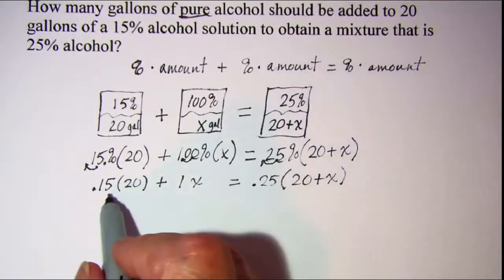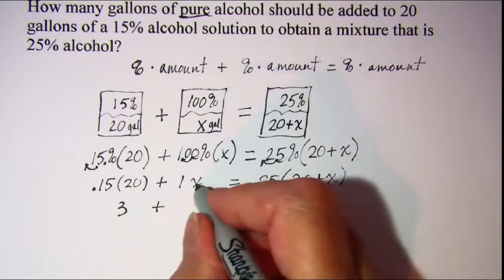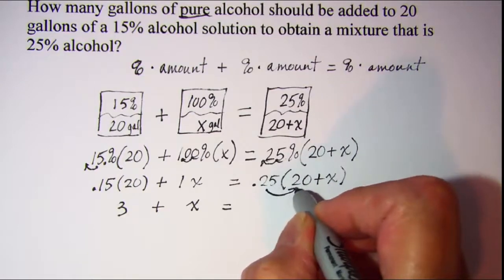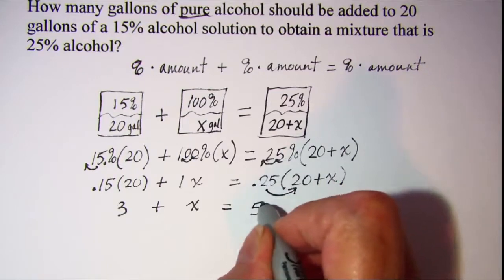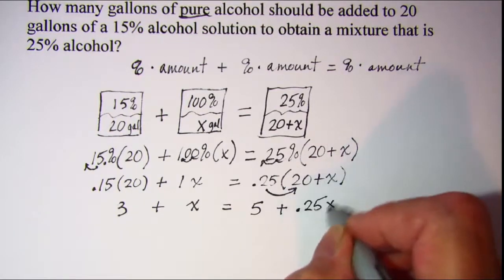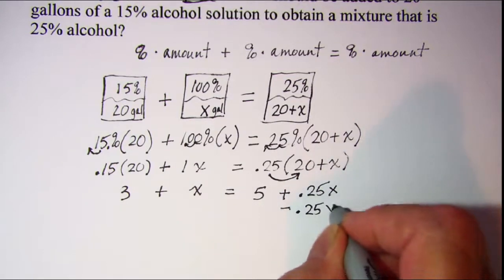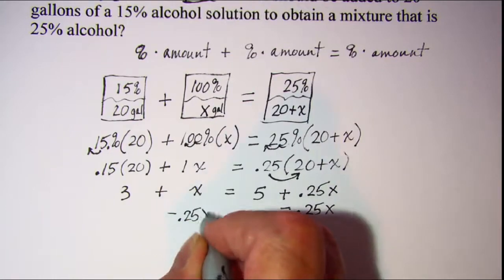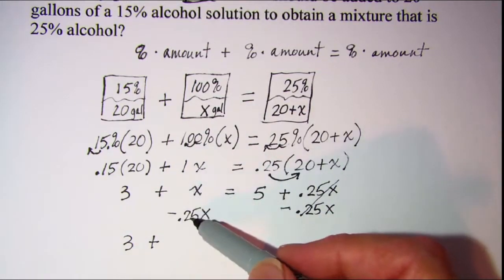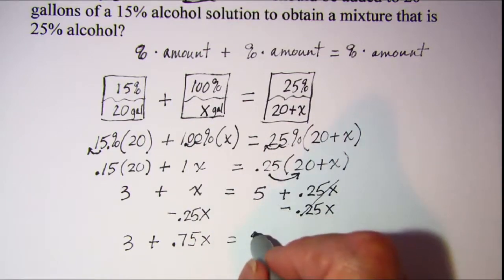All right, let's do our multiplication here. 0.15 times 20 is 3. 1 times x is just x. And when I distribute, 0.25 times 20 is 5, and 0.25 times x, I'll write 0.25x. And let's subtract 0.25x from both sides. These will cancel, and I have 3 plus 1x minus 0.25x, that'll give us 0.75x, and then copy the 5, and those are canceled.